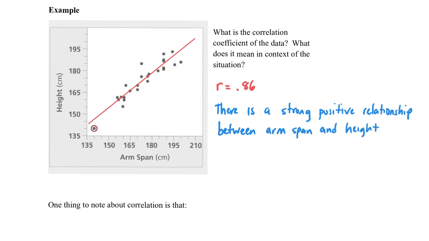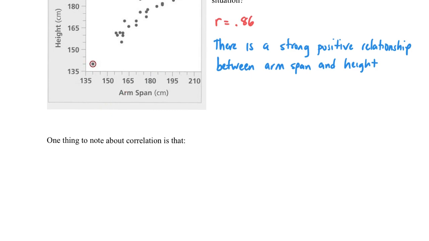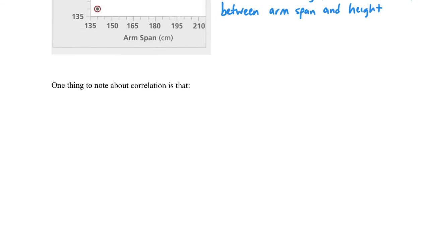So when I ask you about context, you can find that on the labels of your graph. Arm span and height. Now, one thing to note, this is important. I'm going to get rid of this line here. One thing to note, and this is really important, is that correlation does not mean causation.